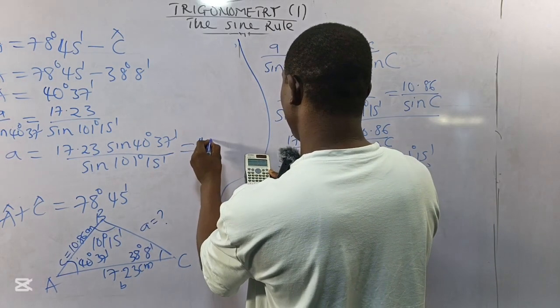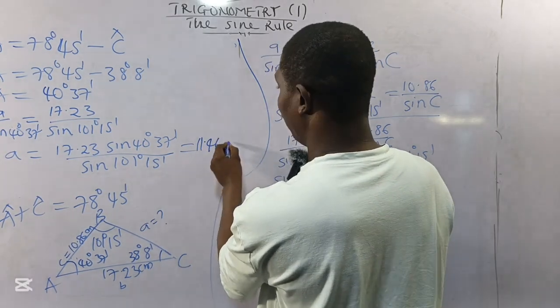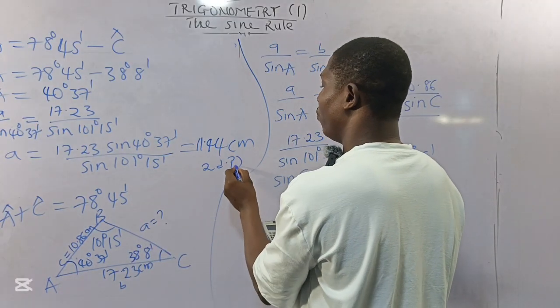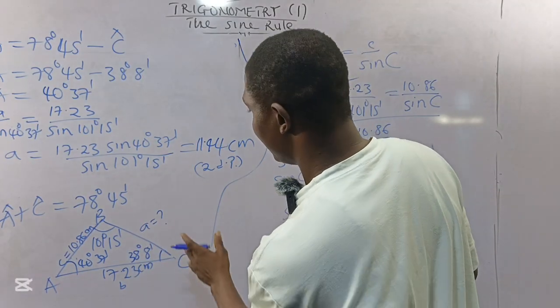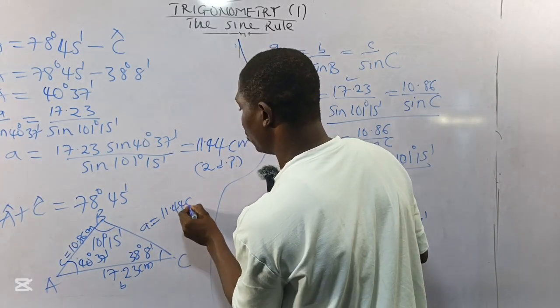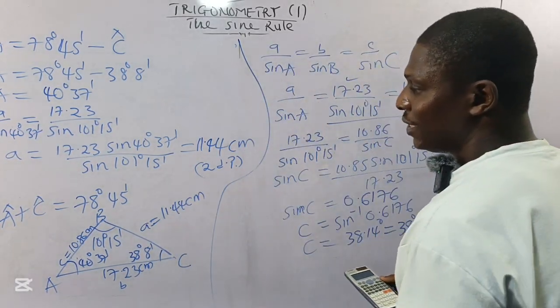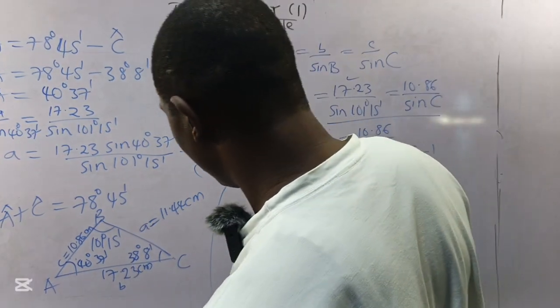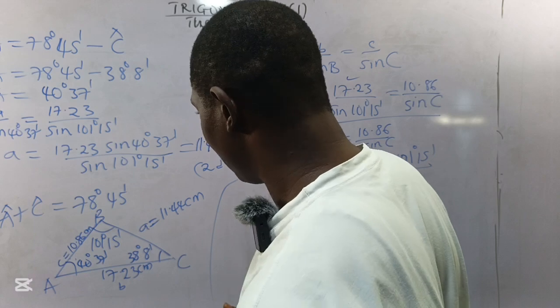I will have 11.44 centimeters to 2 decimal points. So here's my A: 11.44 cm. This is the solution to the question asked. How do I know if my answer is correct?